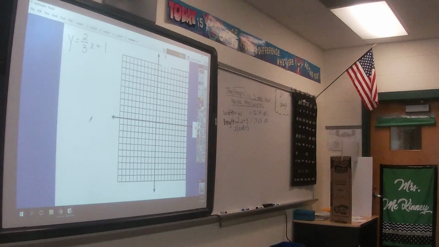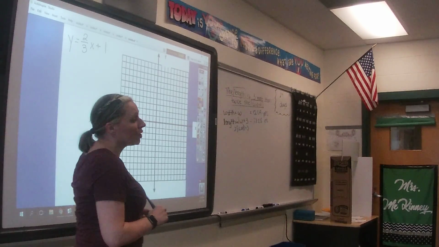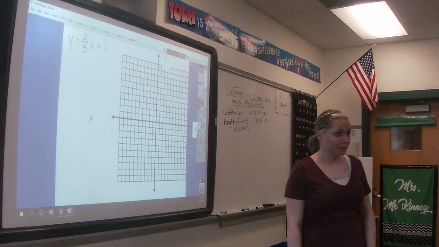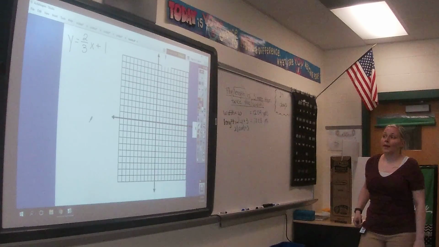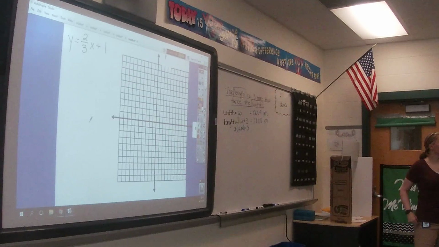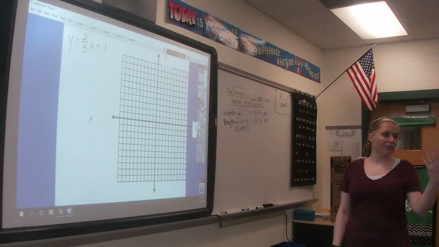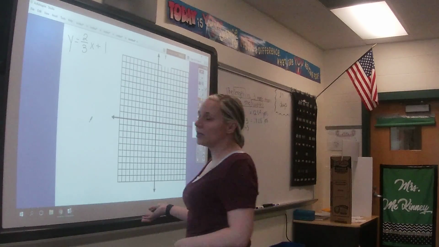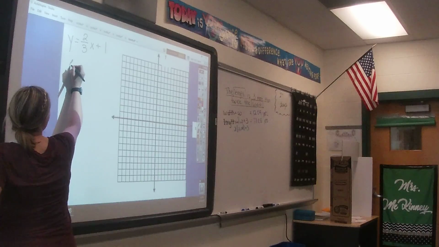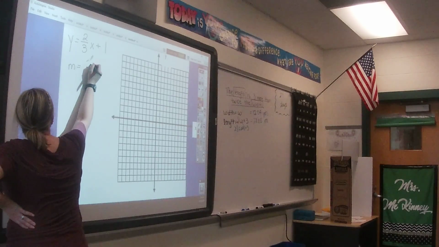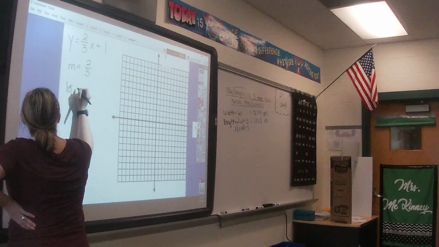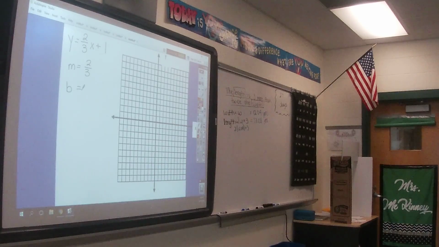Okay, so let's say we want to graph something like y equals 2/3 x plus 1. If we want to graph this, our first objective is going to be what we were just doing. We need to find the slope and we need to find the y-intercept. So what is our m going to equal in this problem? 2/3. What is our b going to equal in this problem? 1.